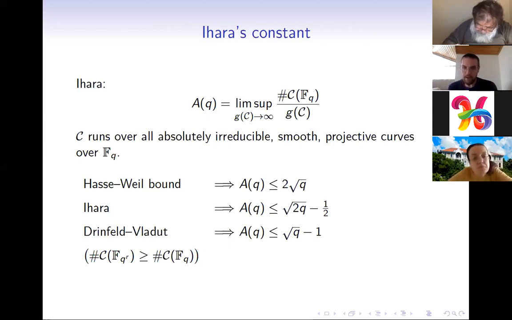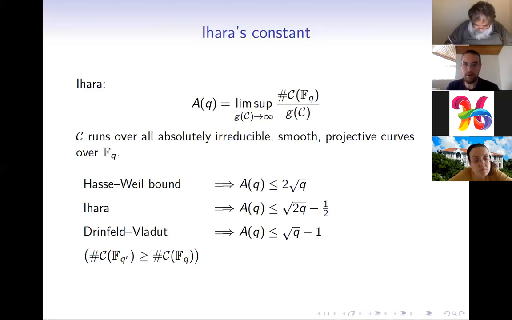And as of today, the Drinfeld-Vladut bound is still the best known bound we have for this asymptotic quantity, telling us how many rational points a curve can have for its genus, for large genus curves. It tells you that you can have at most root q minus 1 times the genus many points in general. Okay, so that's the best known upper bound. It has not been improved in almost 40 years, I guess.